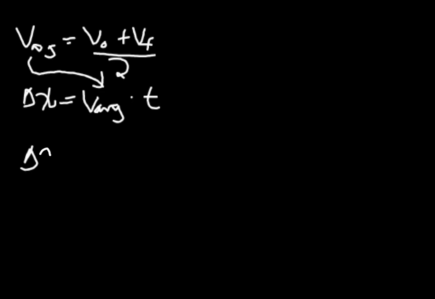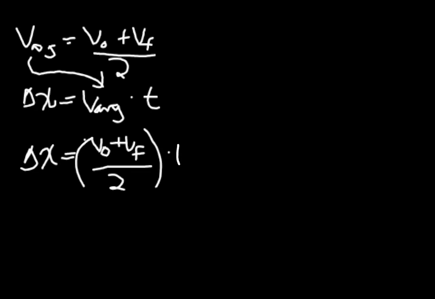And we also know that the change in position equals the average velocity times the change in time. So we have average velocity here, and we're just going to plug it in right there. So we can now say that our change in position equals our initial velocity plus our final velocity divided by 2, times our change in time.